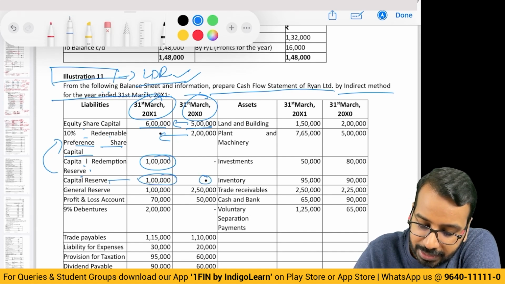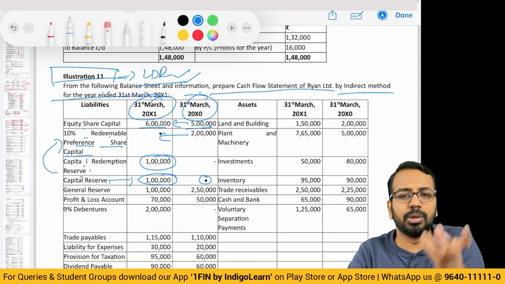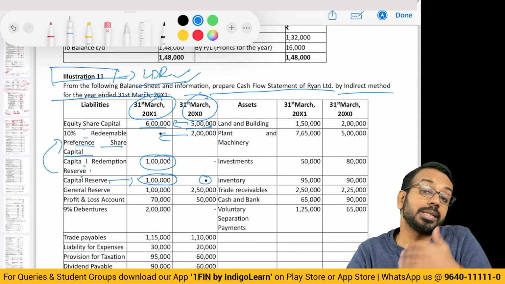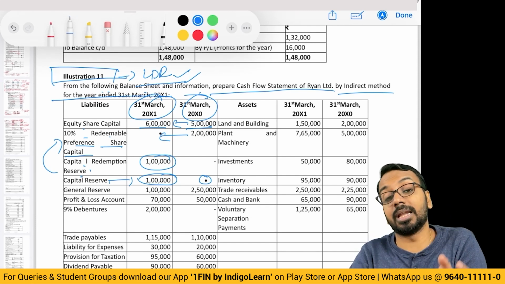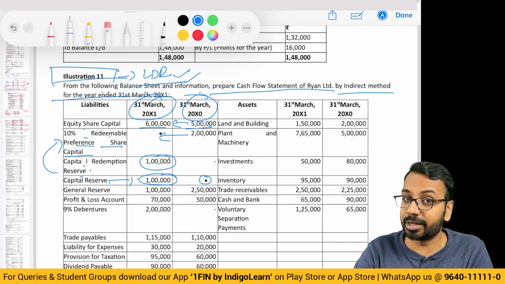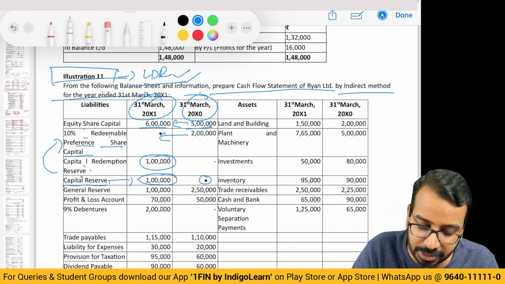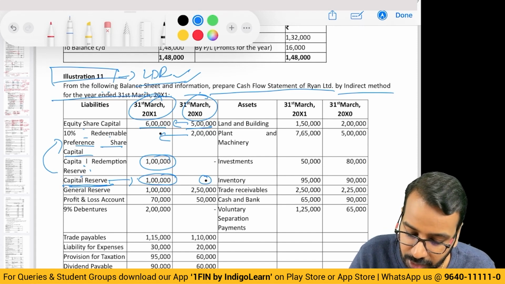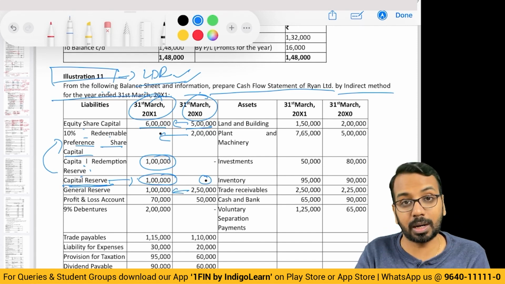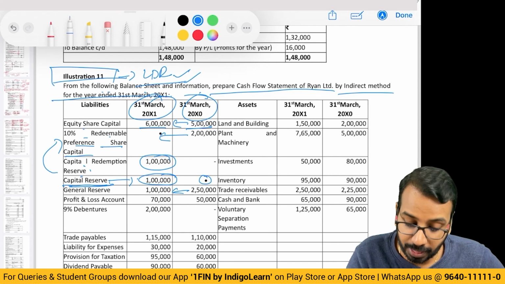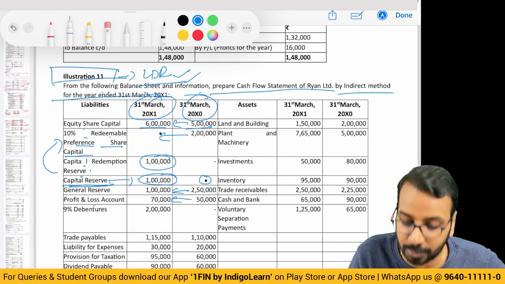Now how will we get this capital reserve? Either you will transfer it from P&L, or there is a capital item which has been sold, or if there is an amalgamation, or if there is an internal reconstruction. So we have to look at additional information and see how did we get this capital reserve. Then we have general reserve, it was 250, it has come down to 1 lakh, it has actually reduced. And your P&L account 50,000 has become 70.